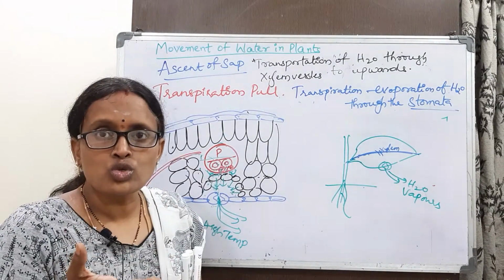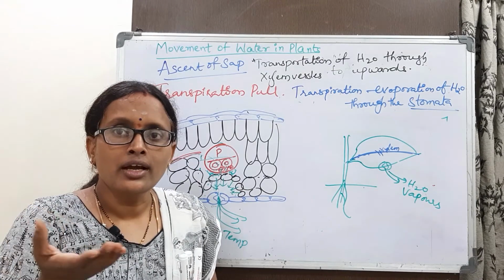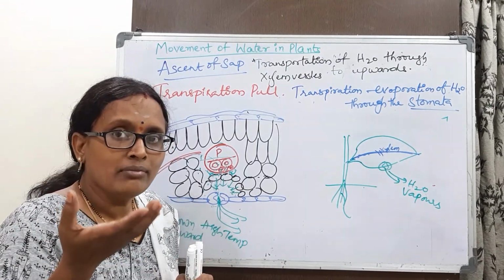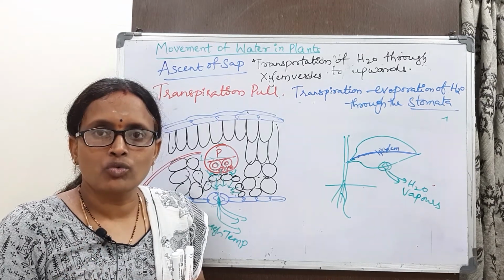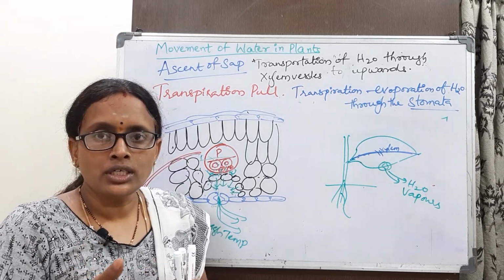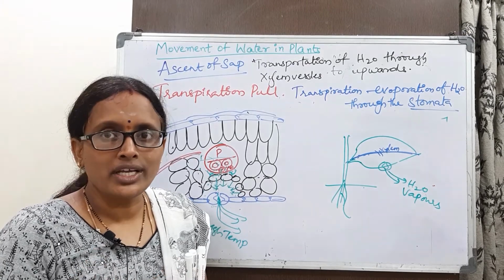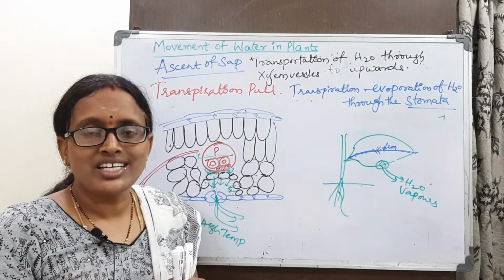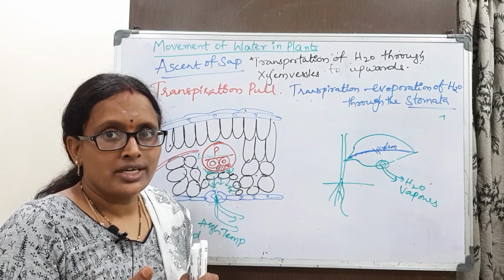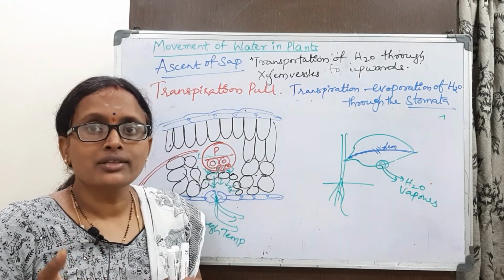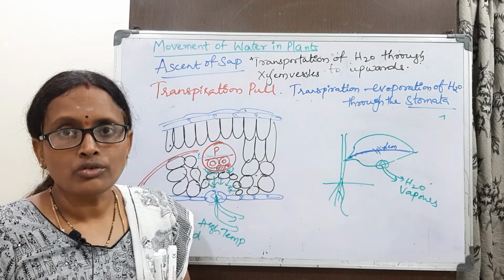Water moves upwards through the xylem because of the cohesion and adhesion properties of water, and along with that, transpiration pull is created. Cohesion, adhesion, tension, and transpiration pull help the transportation of water.